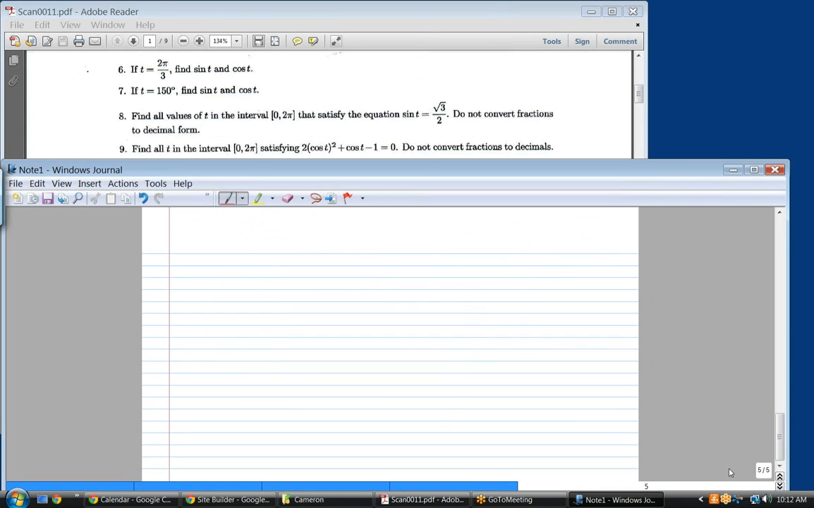Okay, if t equals 2 pi over 3, find the sine of t and the cosine of t. So 180 over 3 is 60 degrees, so this is a 60-degree triangle. Hold on. Well, the angle is 2 pi over 3. Oh, whoops. So if we're going to convert that to degrees, that's fine. But let's make sure we do it right. What's the conversion factor?